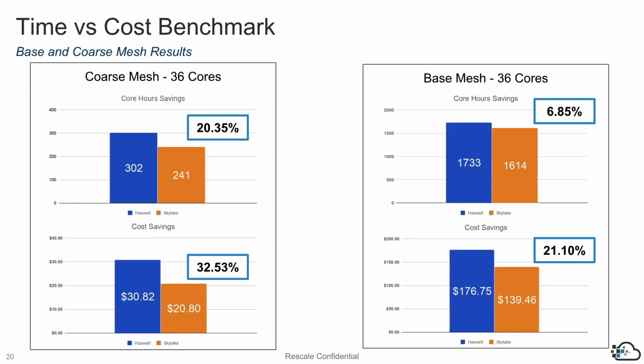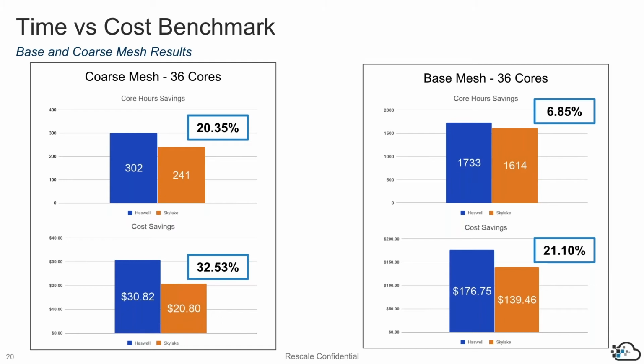And for this case, it's important to show the benefit of having access to the latest hardware technology available for your simulation, right? So you can see, for instance, on the left for the coarse mesh, how between Haswell and Skylake, there's already a 20% improvement in time, and more importantly, a 32% reduction in cost. This is linking not only the savings in time, but also it's including the cost of the hardware as well.